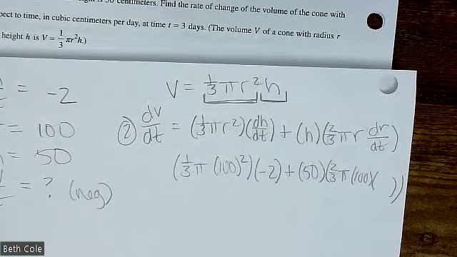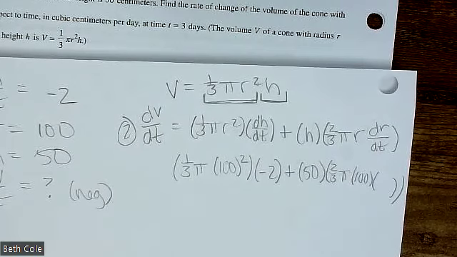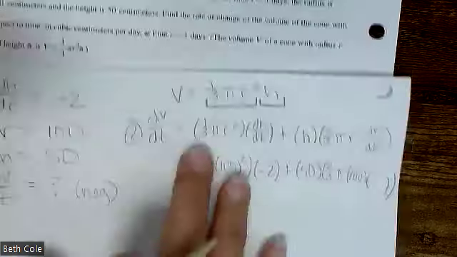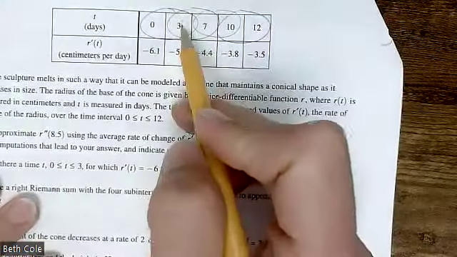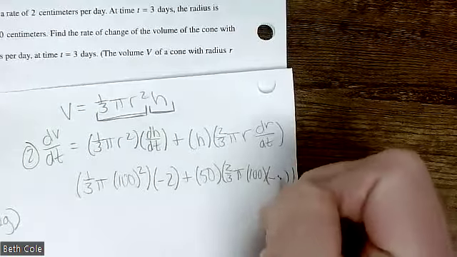They cannot give you an undoable problem. So look back through, think about what dr dt means. It's the rate of change for r. Why is it -5? Because that is correct. Where'd she get that from? The table. And why is it the -5? It's at time 3 days. So that's where the -5 is.